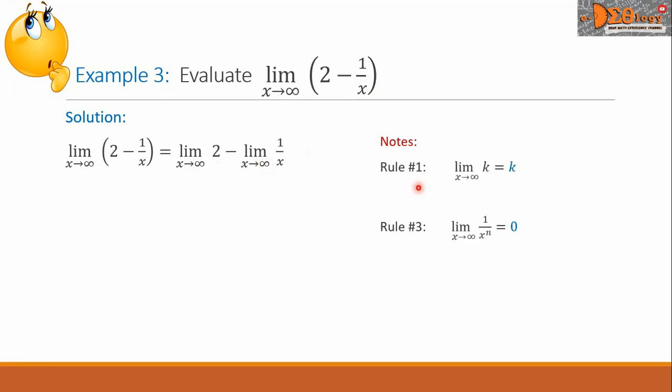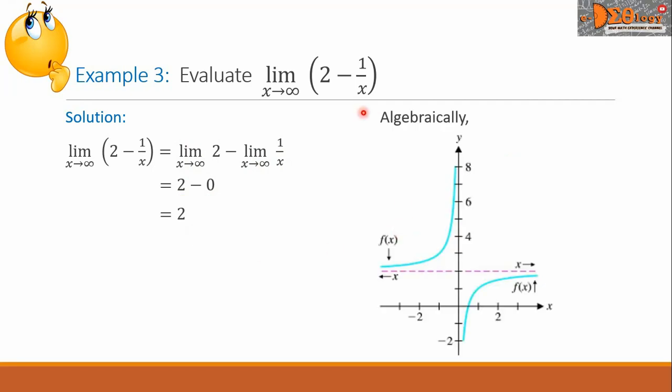Take note that rule number 1 says the limit of the constant k as x approaches infinity equals k, while rule number 3 says that the limit of 1 over x raised to n as x approaches infinity equals 0. It means to say, we can now solve: the limit of 2 as x approaches infinity is equal to 2, minus the limit of 1 over x as x approaches infinity, which is equal to 0. And 2 minus 0 is simply 2.